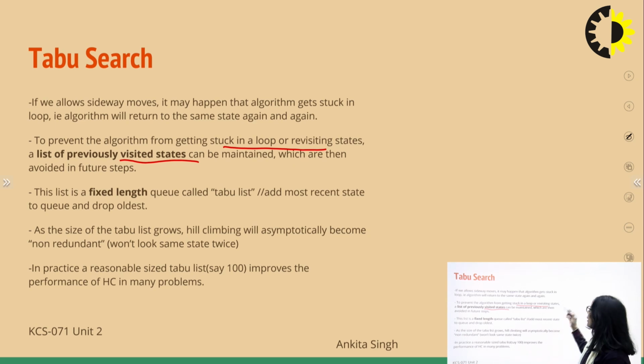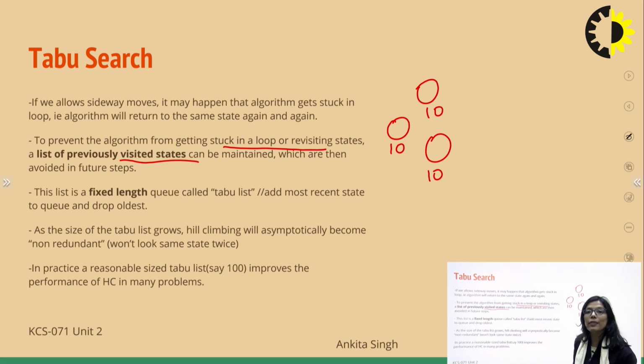Suppose that I am at a node here and the heuristic value is 10, and this is also 10, this is also 10. If I'm allowing sideways moves, this is node A, this is node B and this is node C. I'm at A, my neighboring node is B, 10, I will reach there. My neighboring node is C, I will reach there, 10. But now, again, I will reach A. Why? Because A is also neighboring to C. So I am getting stuck in an infinite loop.